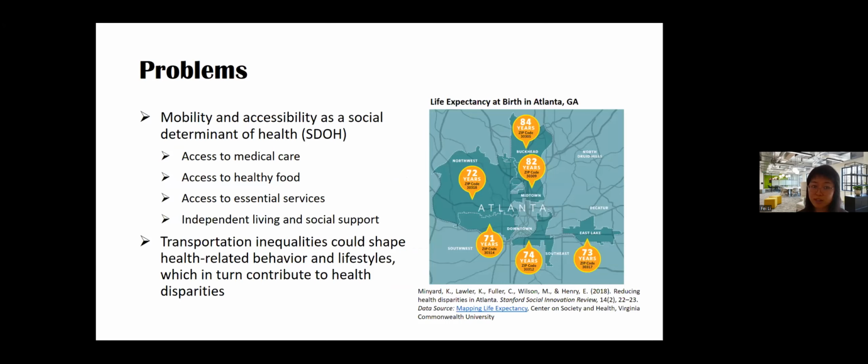So to start, we designed the study in order to address the transportation inequity in Atlanta, Georgia, which we believe is also the case in many other communities in the United States, which can be an important determinant of health disparities. So in this map on the right, we see a sharp contrast between the most wealthy and the poorest neighborhoods in Atlanta, pretty close to each other, but you can see a more than 10 years difference in life expectancy and many other health indicators and outcomes.